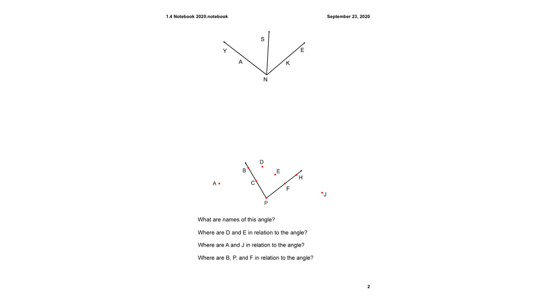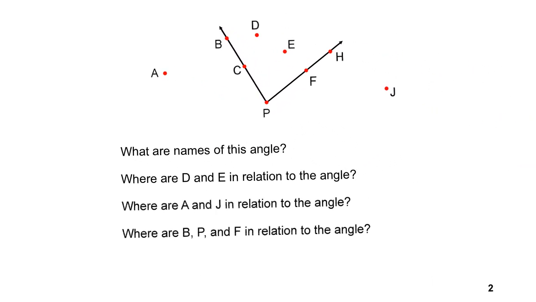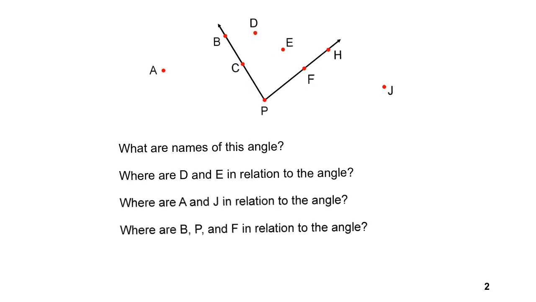So now let's talk about some definitions, okay? So the picture I gave you here, the first question is, what are the names of this angle? Okay, so you can say angle P, you can also say angle BPF. Okay, you can also call this angle CPH. Okay, and you can continue as long as you include P as your middle letter, as your vertex, okay?